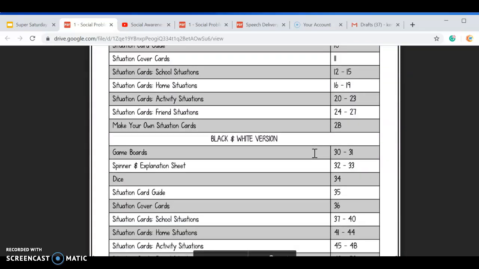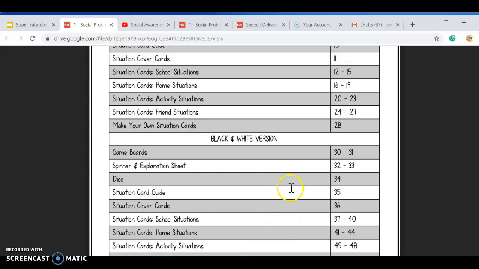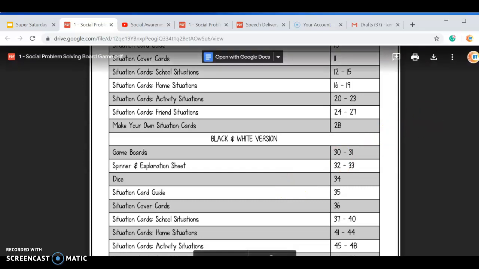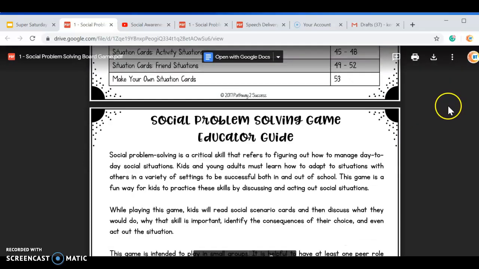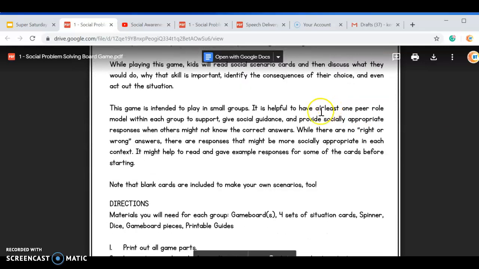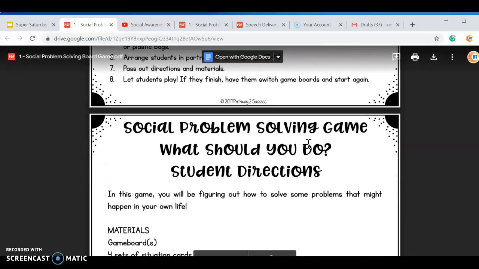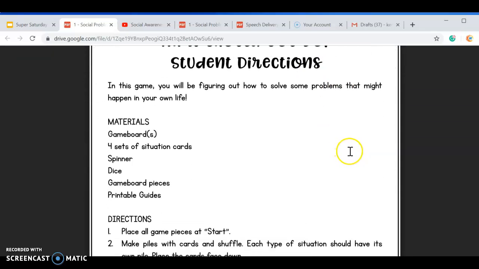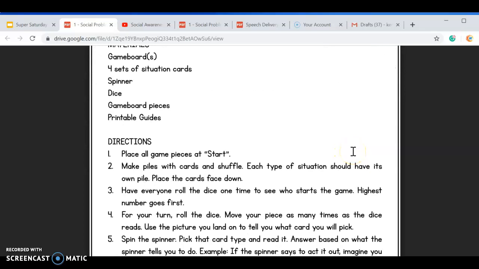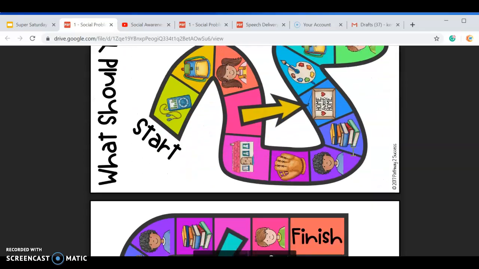So let's go over the packet. It does say 56 pages, but a lot of it is just parts of the game. So you do not have to go over 56 pages if you watch the video. Once again, you have an educator's guide. It's going to go over the directions. They'll have a student direction sheet that they'll go over. So in this game, they'll learn the purpose of the game. They'll figure out how to solve problems that might happen in their everyday life. They'll go over the directions as a group, and this is the board game that they will receive.